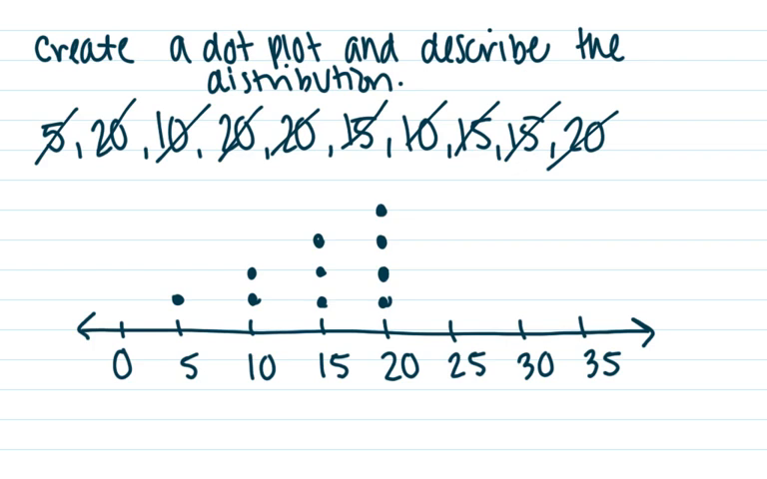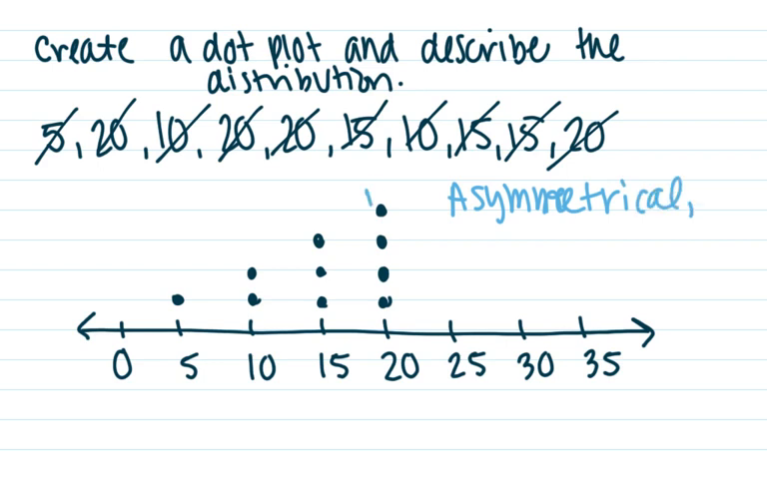So I've made my dot plot, and it says to describe the distribution. So first of all, if I were to divide this dot plot straight up in half, does each side look the same? No, it does not. So this does not have any symmetry. So this is going to be asymmetrical. So the first thing I can write about this graph is that it is asymmetrical, which means that it does not have symmetry. That means that my graph is going to be skewed.